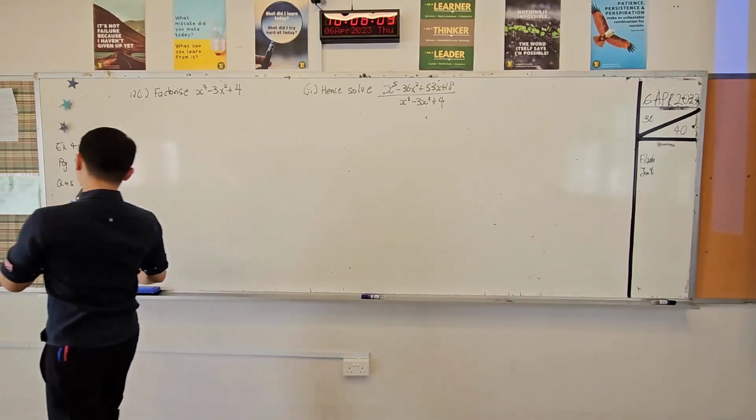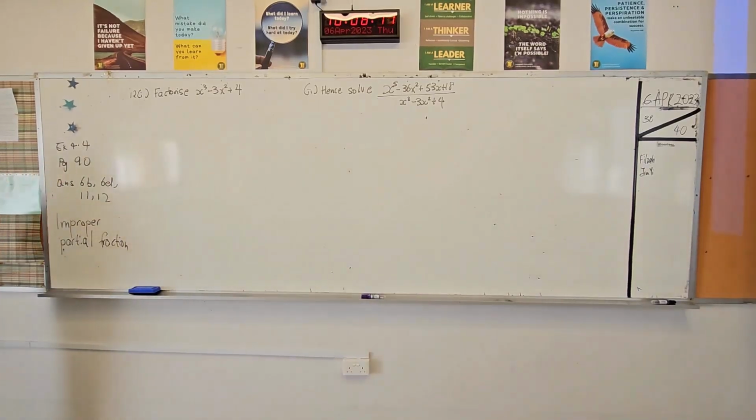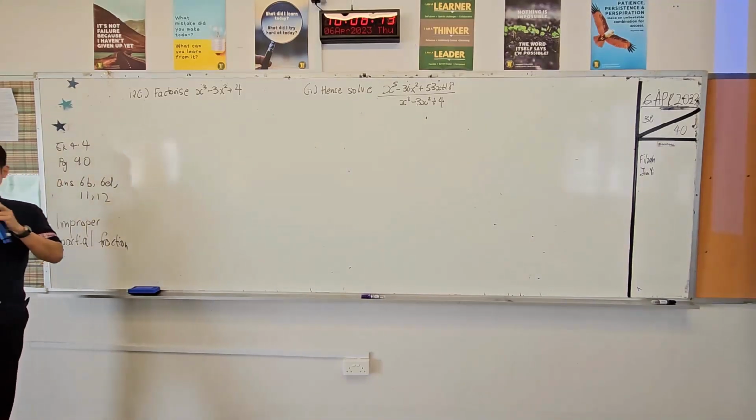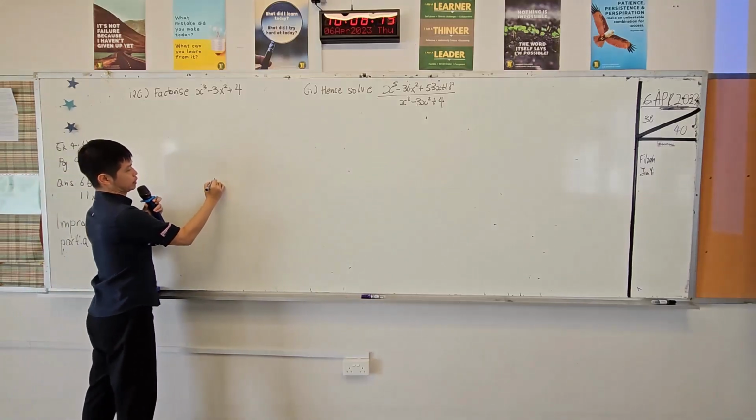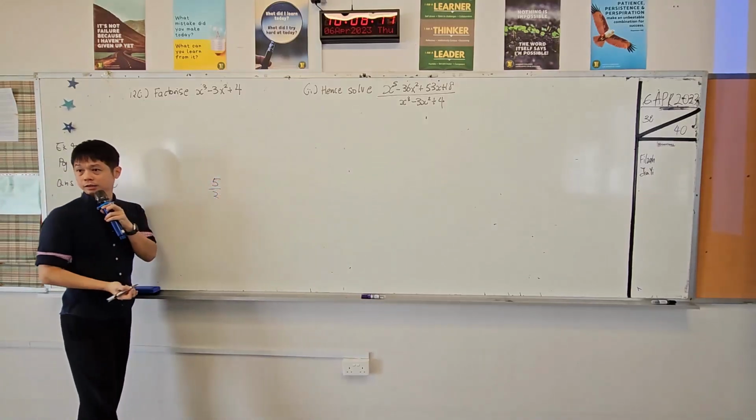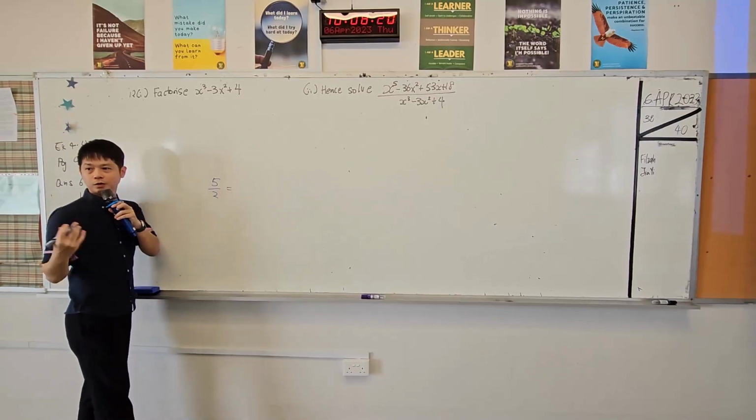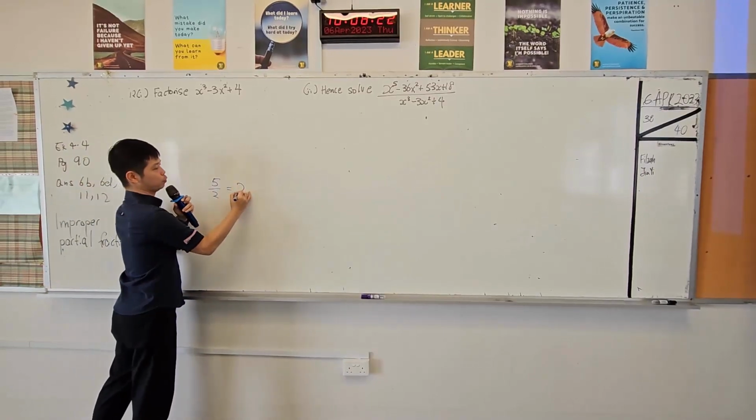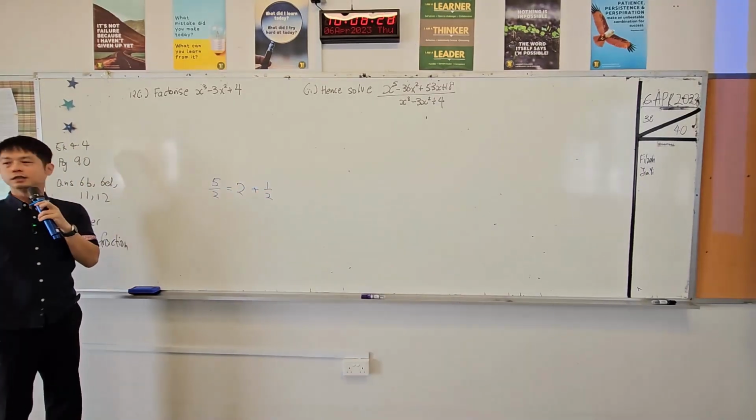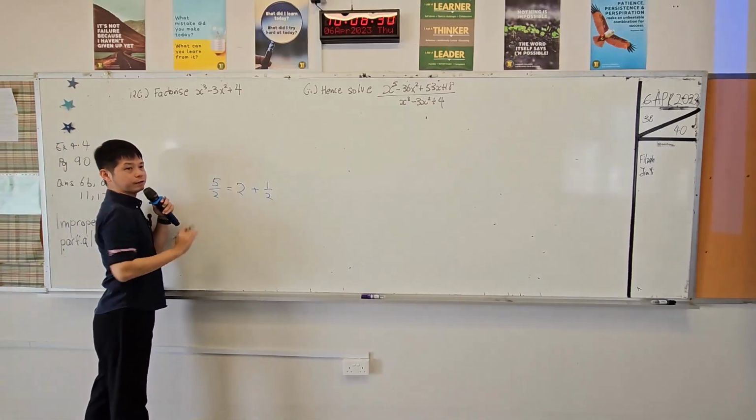Alright, today we are going to go through improper partial fractions. Let's go through the concept again. For example, when we have 5 divided by 2, what will we get? We get 2.5. So 2.5 is 2 plus a half, not 2 times a half.